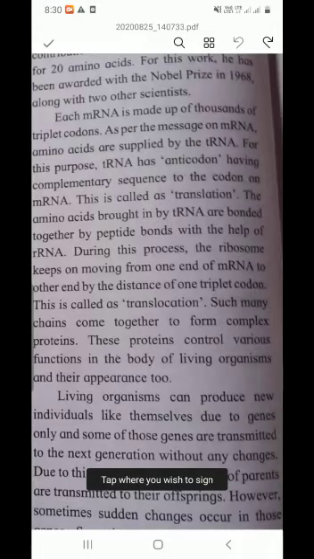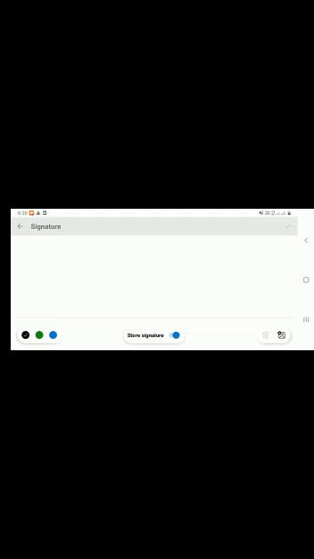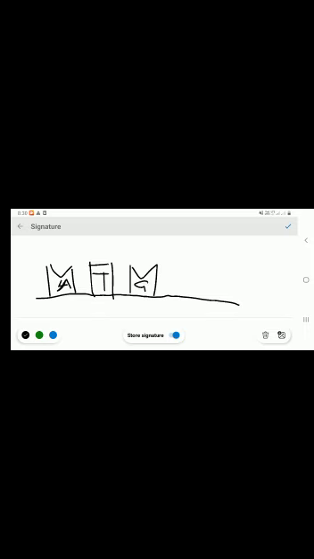Suppose this is the code. Here I will draw a sequence of nucleotides. As you know, first is A, meaning adenine, then thymine, then guanine, and then cytosine. This is the code. Now this code is located, meaning we need to know the problem. What is the problem? To find that, there is the ribosome.